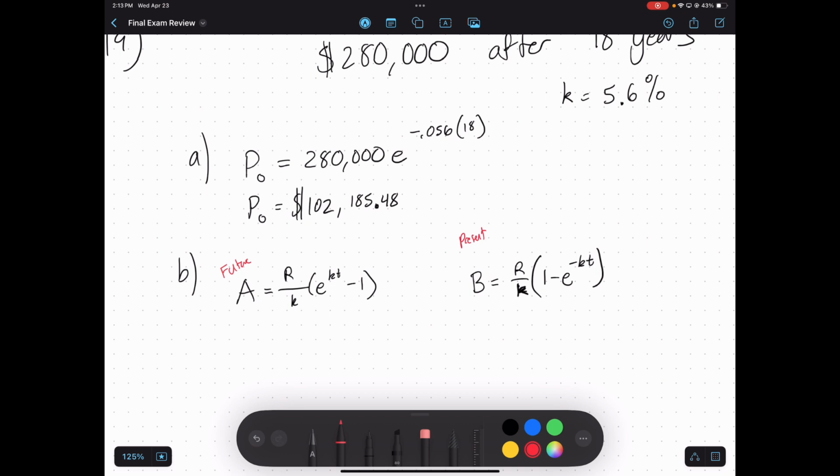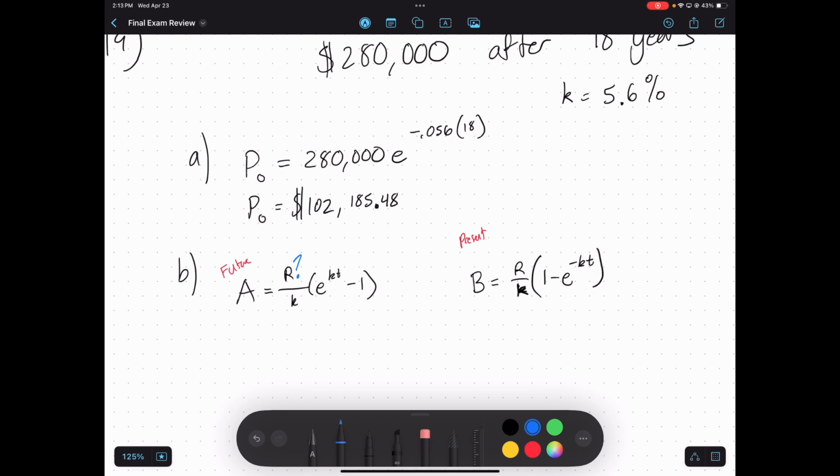Future value. No, I know the future value. You're solving for the consistent... Yeah, I'm solving for that income stream. I'm solving for capital R. So I'm solving for capital R. Put a little question mark there. That's what I'm solving for.